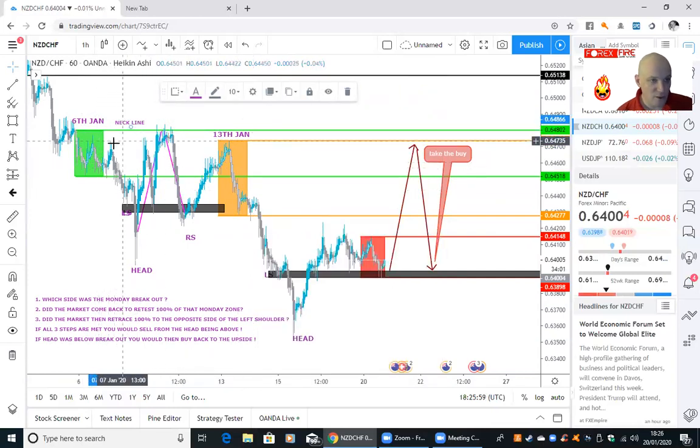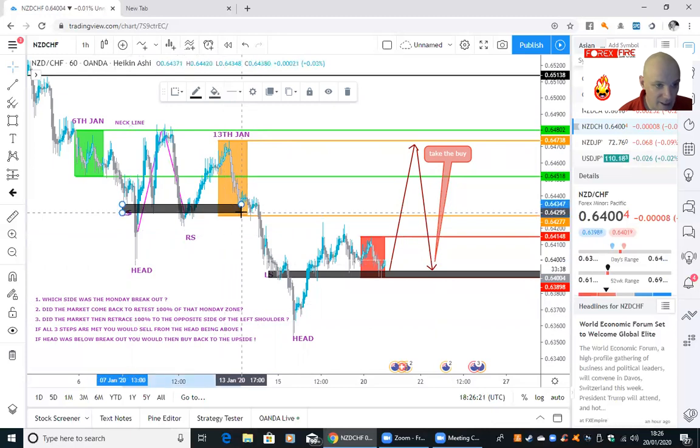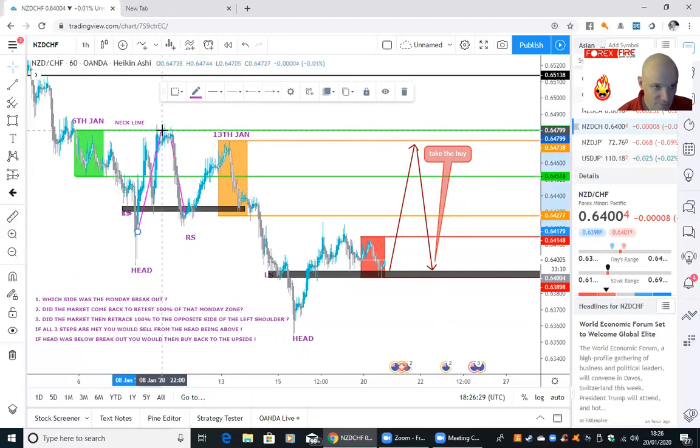So you've got Monday zone, you've had a breakout, so the head was here, then you've had a new low, so your head's then created lower down. Left shoulder, have you had a retrace 100% of the zone of Monday, which is this here? Tick, yes we have. This creates the neckline. Did the market retrace back to the opposite side of the left shoulder? Hence this area here. This is the area we are looking for the retracement. So you've had this here and this here. So you've had the retracement to the neckline, and then you've had the retrace all the way back down to the zone of the opposite side of your left shoulder, becomes your right shoulder.